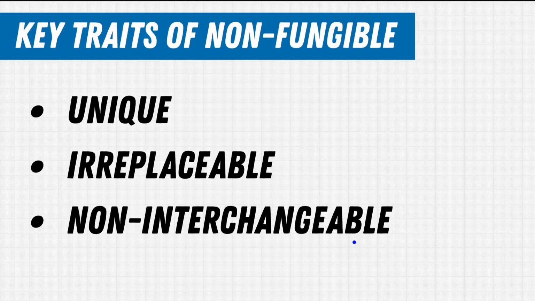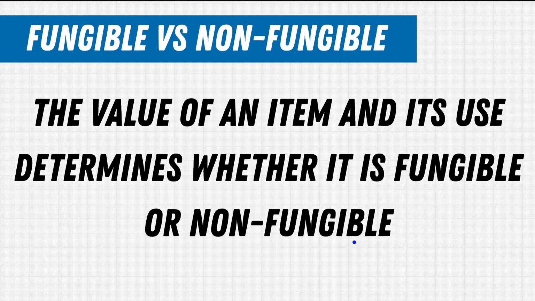Okay, so we know what makes something non-fungible. But then we go back to the coin example. Fungible versus non-fungible, because cash was fungible, but then I talked to you about coins. The value of an item and its use determines whether it's fungible or non-fungible, outside of the traits, right? So the value we assign to it also has to be tied into it. It's not just the key traits.